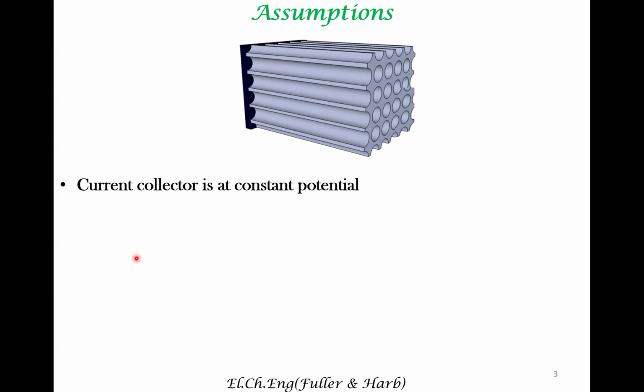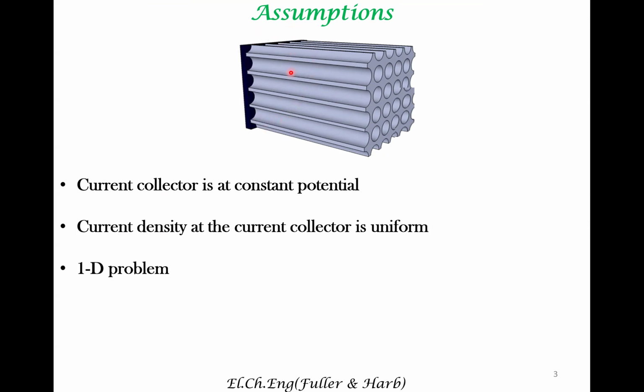So first assumption we are making is that the current collector, that is this black object, is at a constant potential. Then we also assume that the current density at the current collector is uniform. So there is no variation in the current across this current collector. Why do you do this? You do this so that you effectively make the description of porous electrode as a one-dimensional problem.